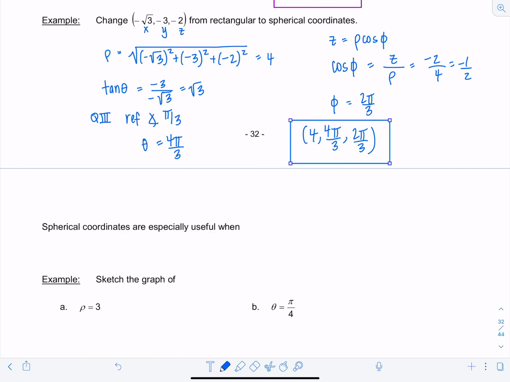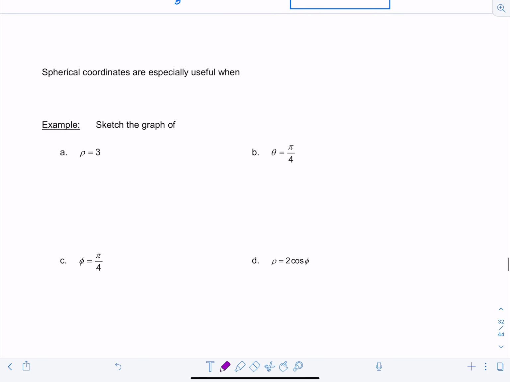All right, very good. Now, when is it a good idea to use spherical coordinates? When will you find them useful? Well, they're especially useful when the surface is symmetric with respect to the origin.